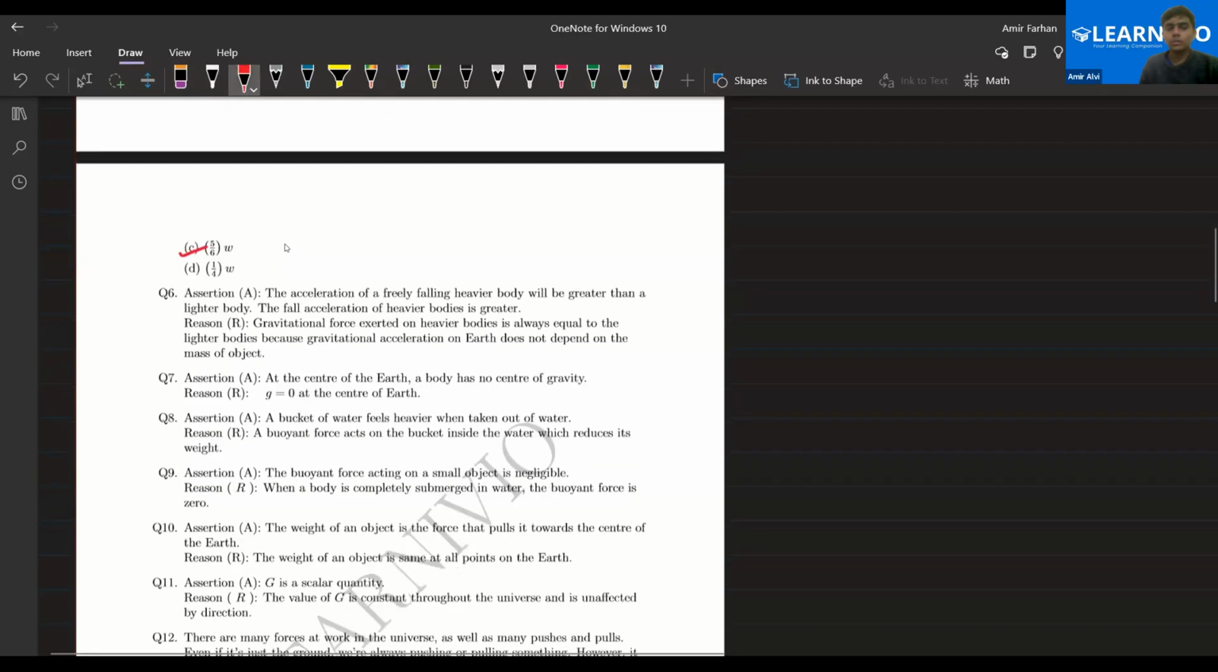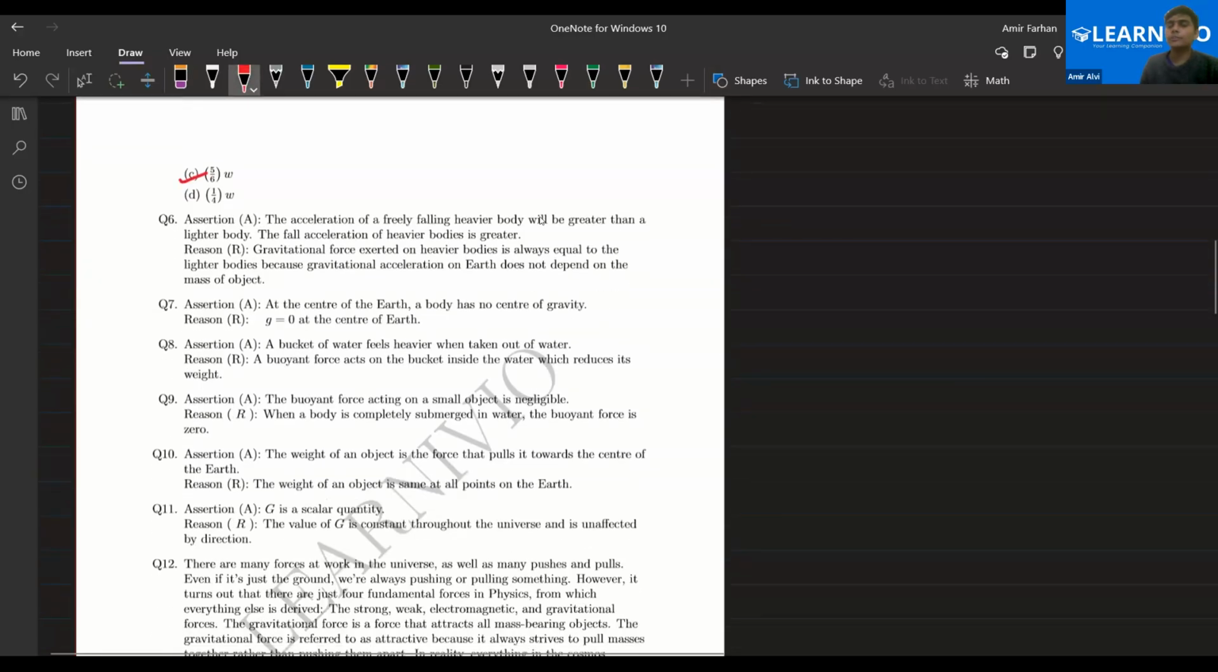Now let's talk about the sixth question. The question is saying the acceleration of a free falling body, a heavier body, will be greater than the lighter body. That is completely false because g does not depend on the mass of the body on which it is acting. It is only dependent on the mass of the Earth or the planetary body.